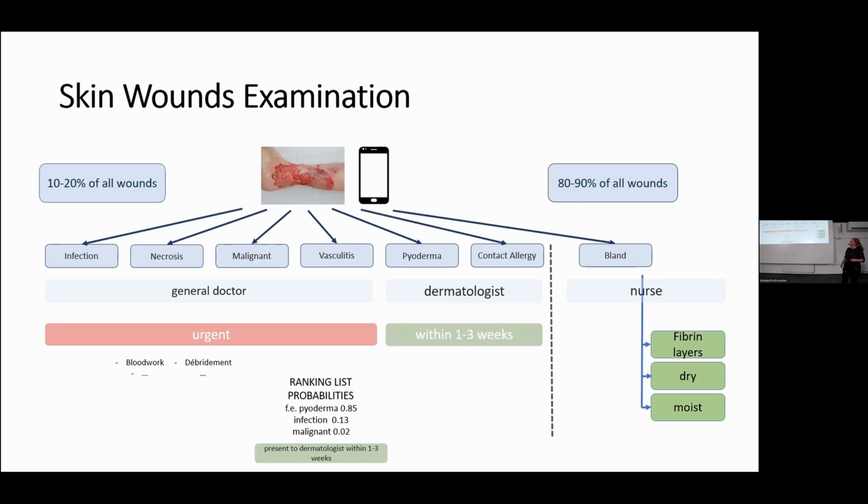Two are classified as, okay, you have to go to a dermatologist in the next 1 to 3 weeks. And then there's one that's called bland wound, where pretty much the nurse can do everything that can be done. And here also the point is, we have a database with, I think, 400 patients right now, where we have this classification that says, okay, this wound is supposed to be this and that disease.